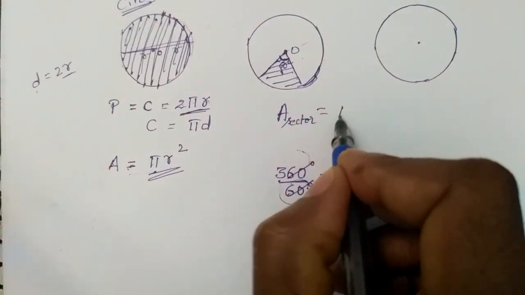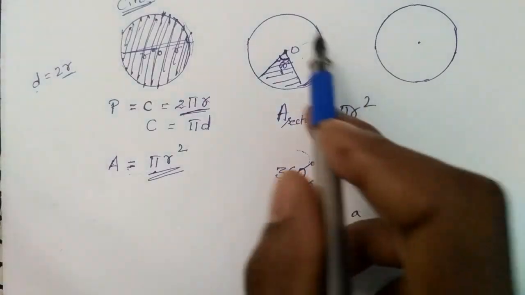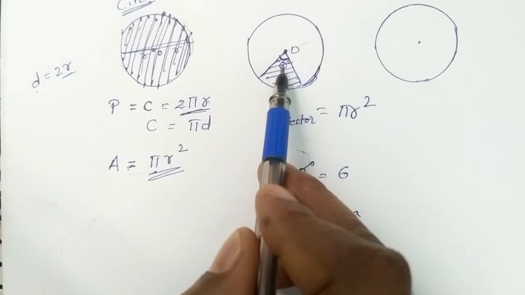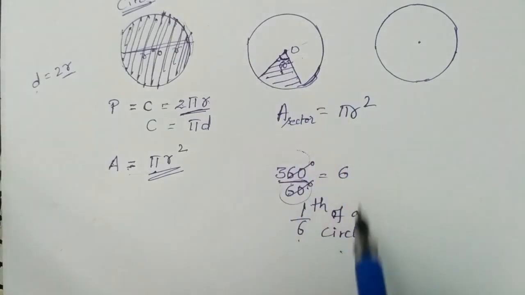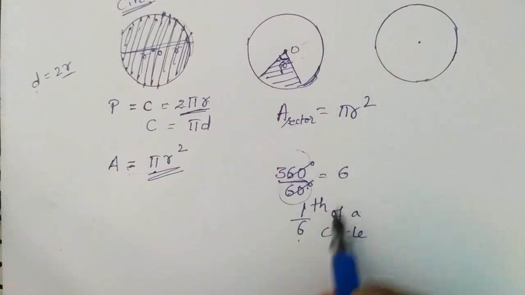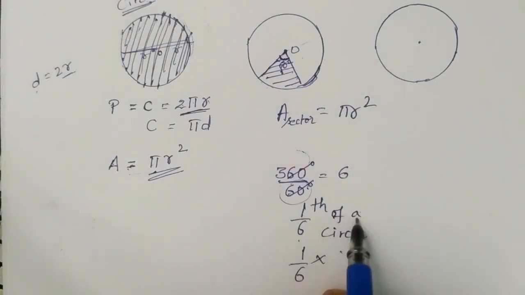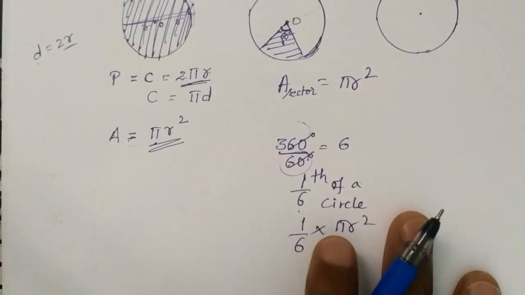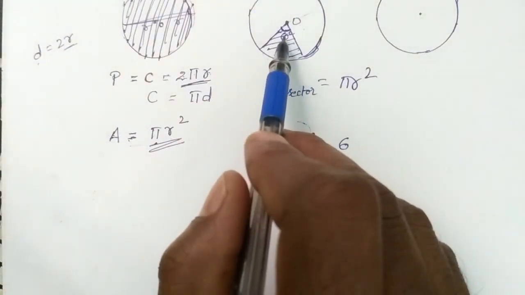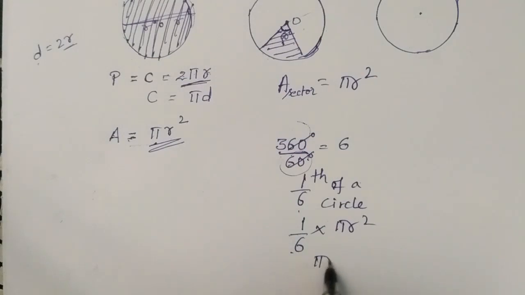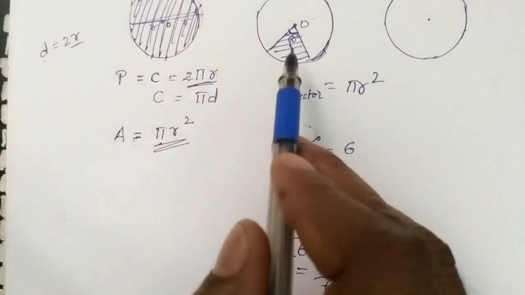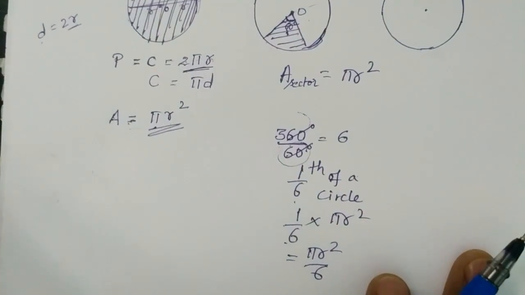We know that the area of a whole circle is pi r square. But how much area does the given sector cover? The given sector covers 1 by 6th of the circle. So the sector area is 1 by 6th of pi r square. Therefore, for this given 60 degree sector, we use pi r square by 6. Pi r square by 6 is the area of the given sector which has 60 degrees at the center.